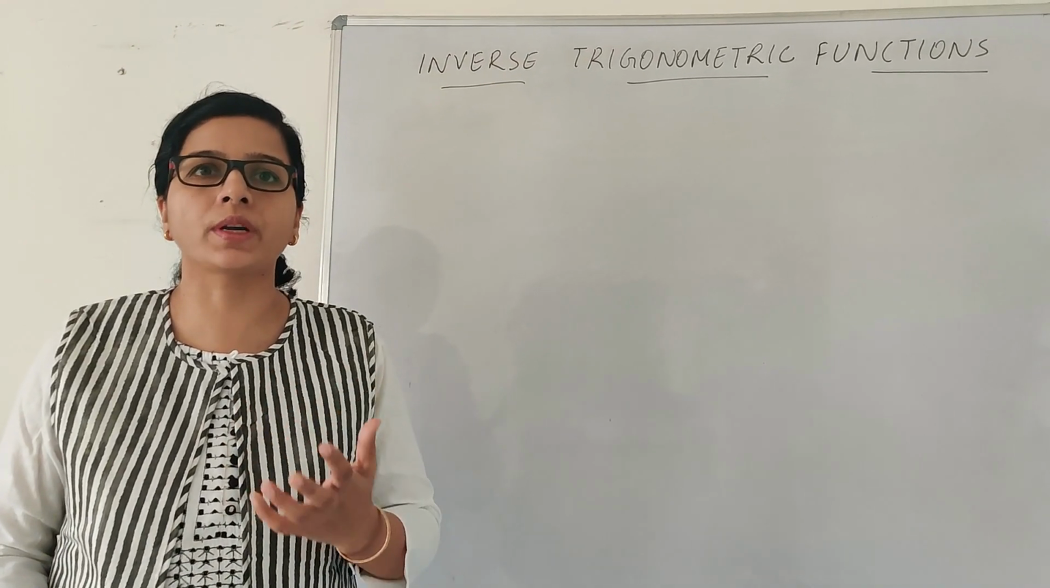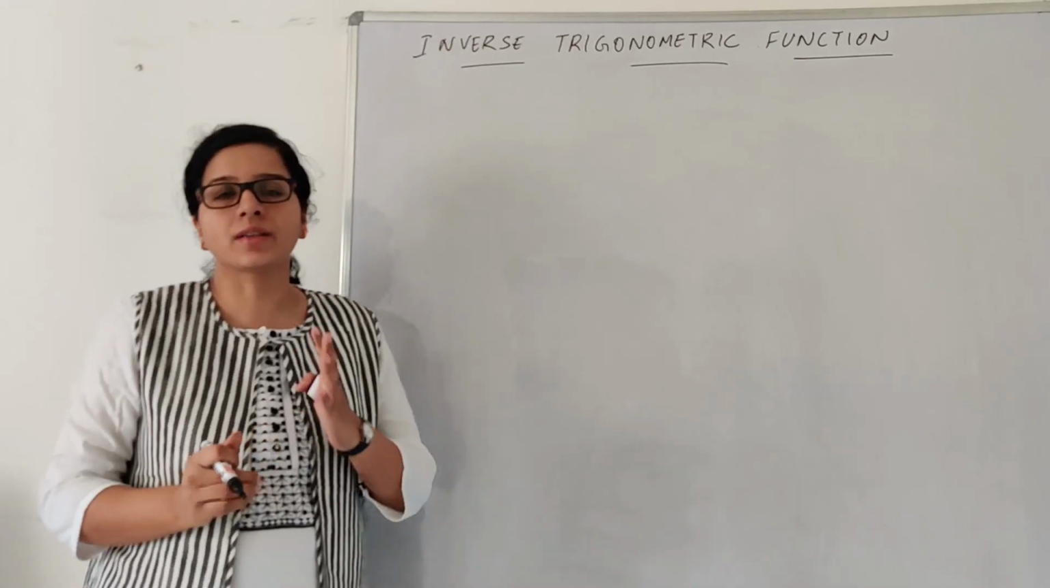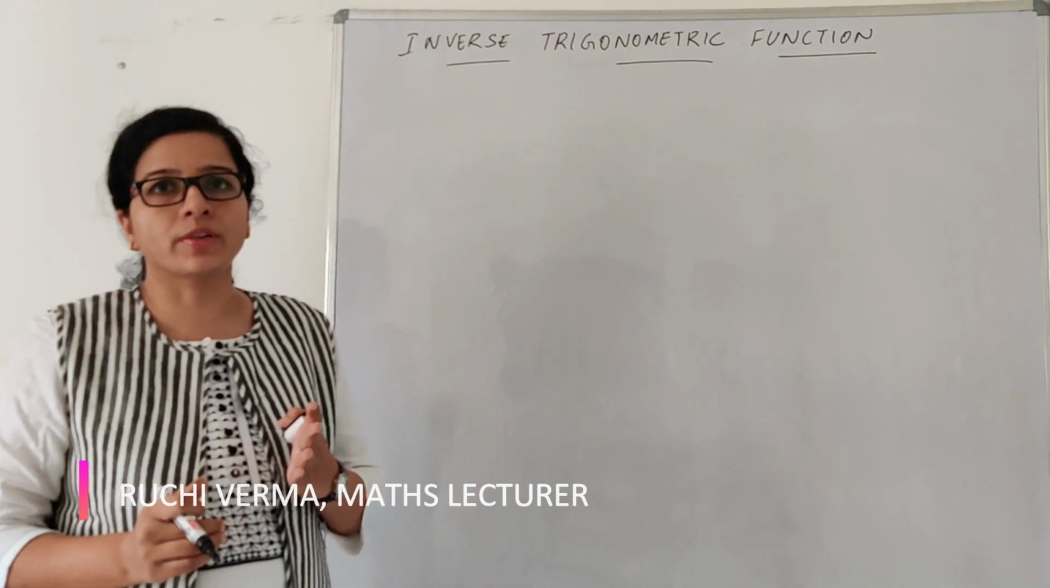Let us start with the properties of the inverse trigonometric function. Today we will learn properties second, third, fourth and fifth of inverse trigonometry. In each property we will have a basic introduction, proof of the property followed by examples. We will also learn simplification of inverse trigonometric functions by substitution. So now let us learn the second property of the inverse trigonometric function.